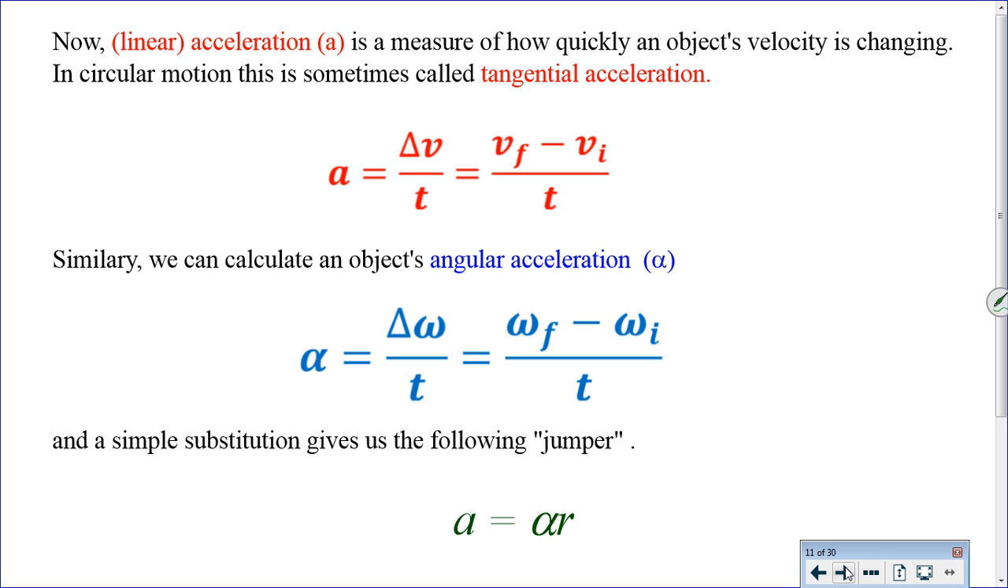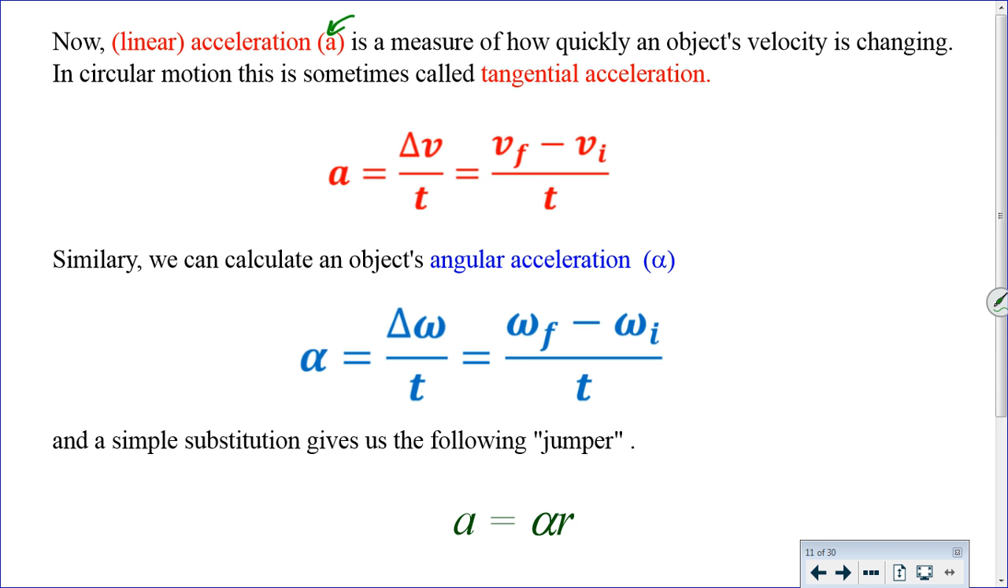Last semester, we learned about linear acceleration. We used a to represent acceleration. That was a measure of how quickly the object's velocity was changing, usually how quickly the object sped up or slowed down. Occasionally, how quickly it turned.